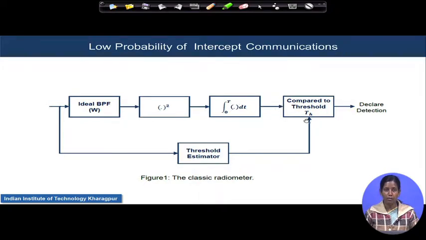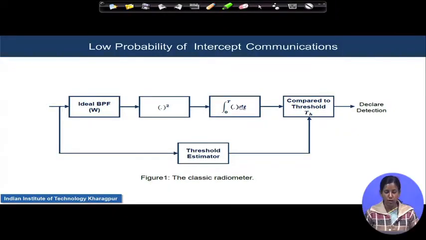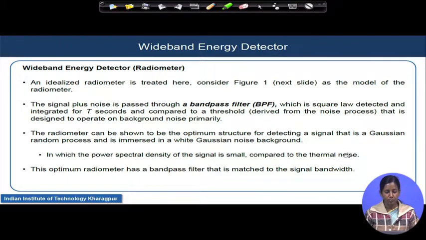The output of this integrator you are comparing with a predefined threshold, and the estimation of this threshold will be done when the signal is not present. So, the threshold is chosen with respect to the noise variance. In presence of the noise, we estimate some value of the threshold, and hence if the detected signal, here the square law outputs and the integrated signal, is above that noise level threshold, we declare that there is a detection of the energy. So, that is the classical radiometer, the way it works.